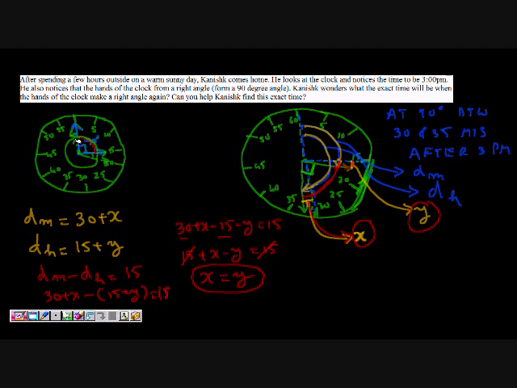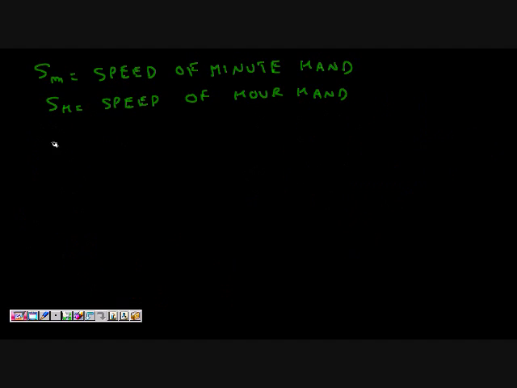Okay, so we can write Sm divided by Sh. The minute hand travels 60 markers, and in the same time the hour hand travels 5 markers. Or in other words, Sm is equal to 12 times Sh. So the speed of the minute hand is equal to 12 times the speed of the hour hand. Okay.